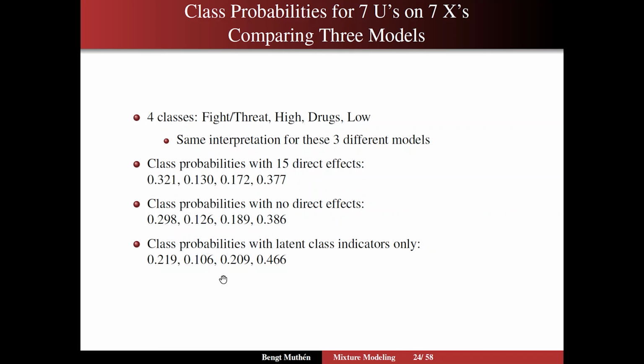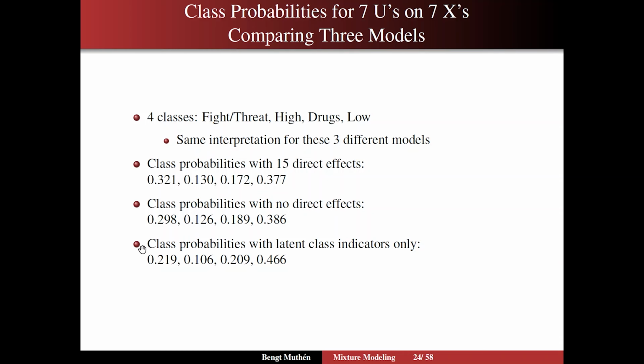So slide 24 then gives the class probabilities for this reduced model. We get the same interpretation for the different approaches that I list here. The first approach is model 10, class probabilities with 15 direct effects, 0.321, etc. Now, if you don't include the direct effects, you get slightly different probabilities, but not a huge difference.